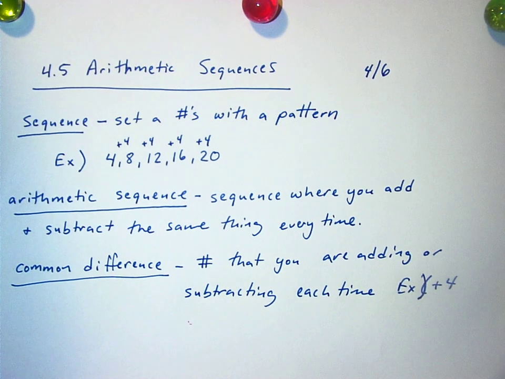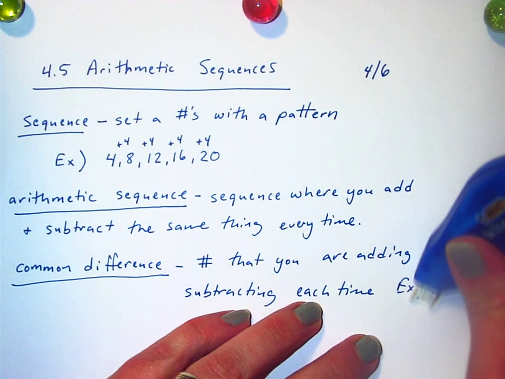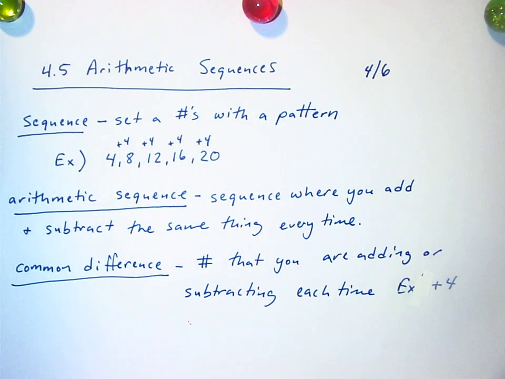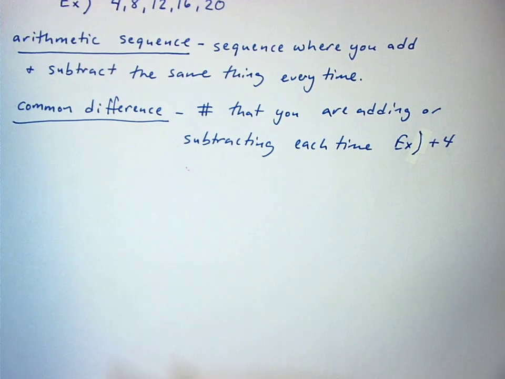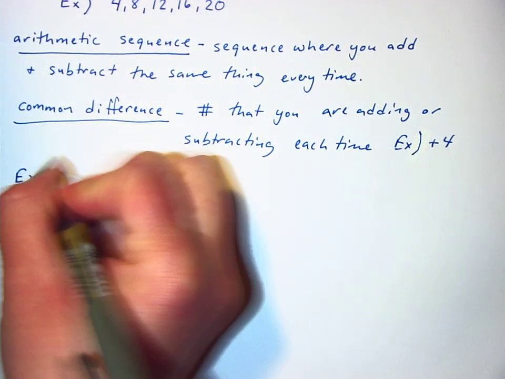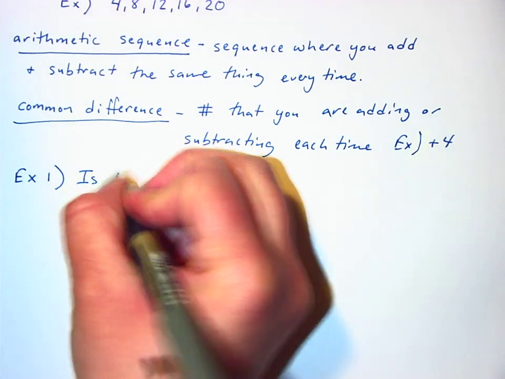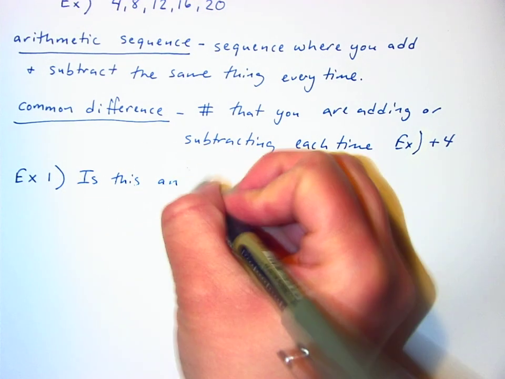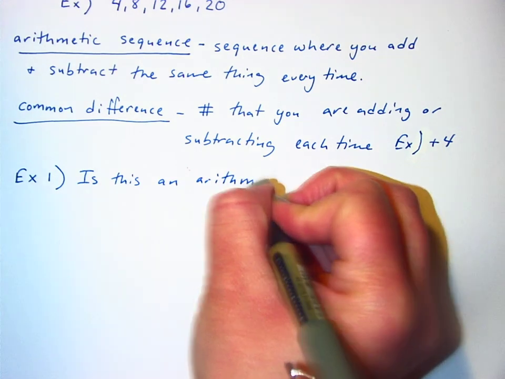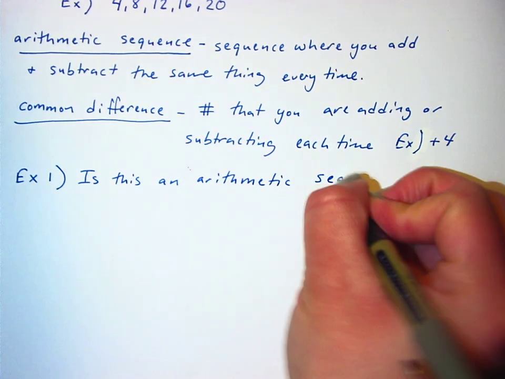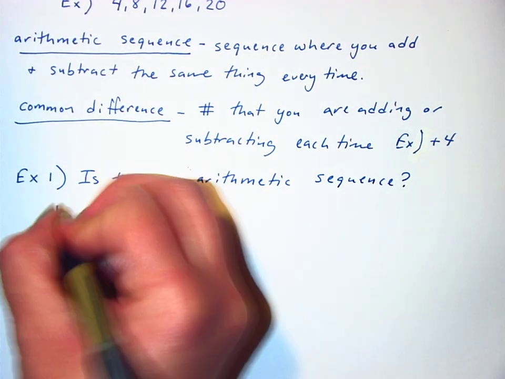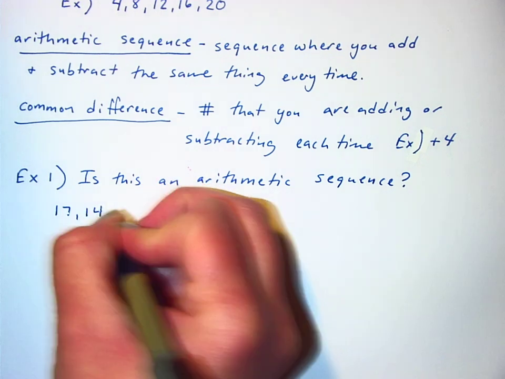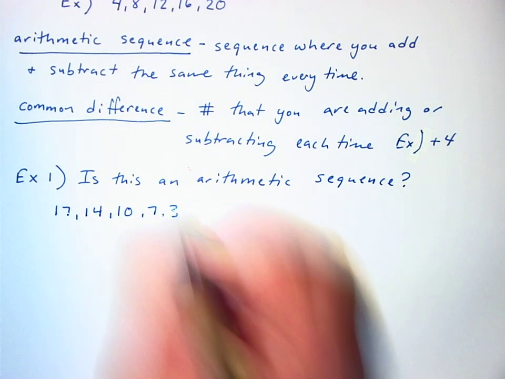Okay. That looks gross. There we go. Okay. So, now that we've got all that junk out of the way, let's talk about doing an example. So example 1 is this an arithmetic sequence? Okay, so the example is going to be 17, 14, 10, 7, 3.